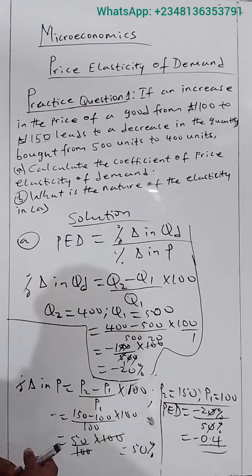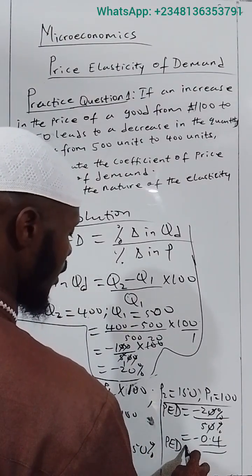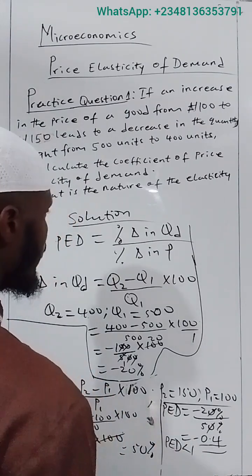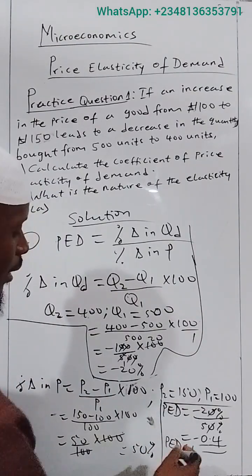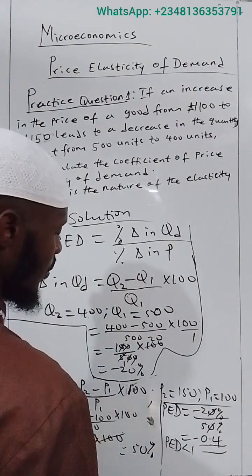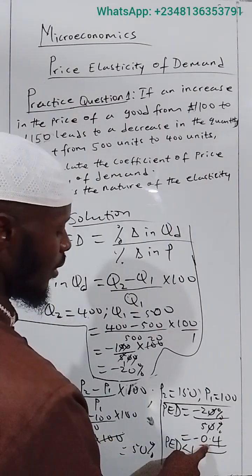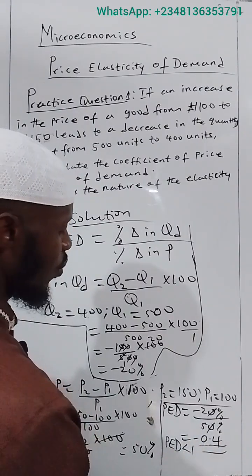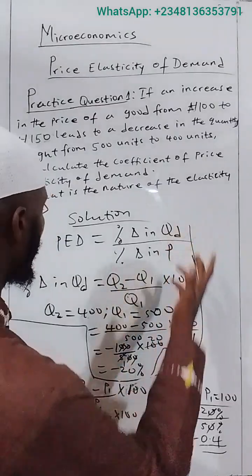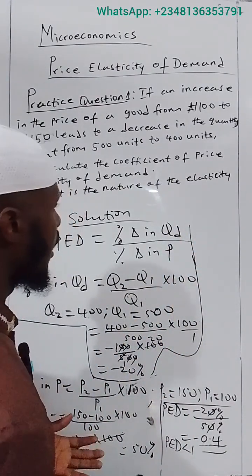Since 0.4 is less than 1, you remember that for price elasticity of demand, if the coefficient is less than 1, like we have here, we have what we call inelastic demand. So in other words, the nature of this price elasticity of demand is inelastic demand. Why? Because wherever the coefficient of price elasticity of demand is less than 1, you ignore the sign, and the focus is 0.4, which is less than 1. So the nature of the elasticity of demand here is inelastic demand, or what we call fairly inelastic demand.